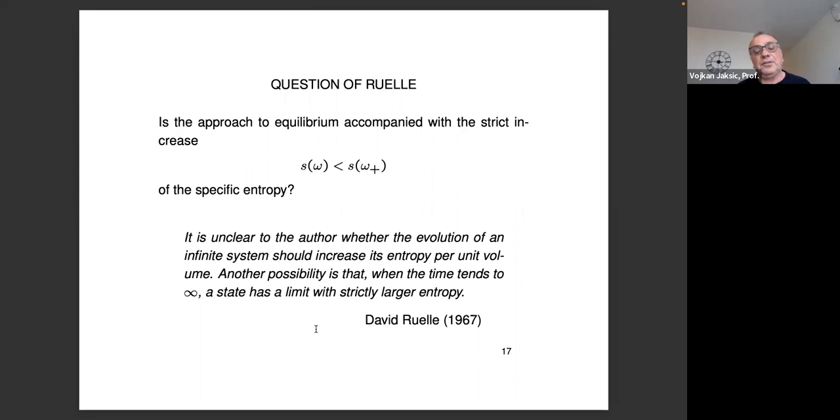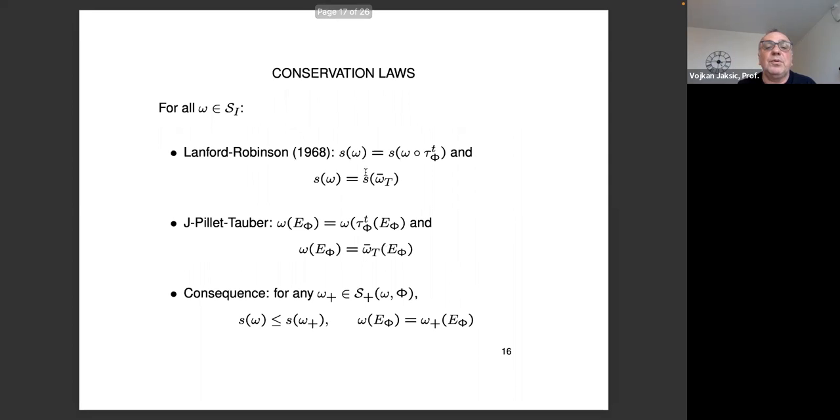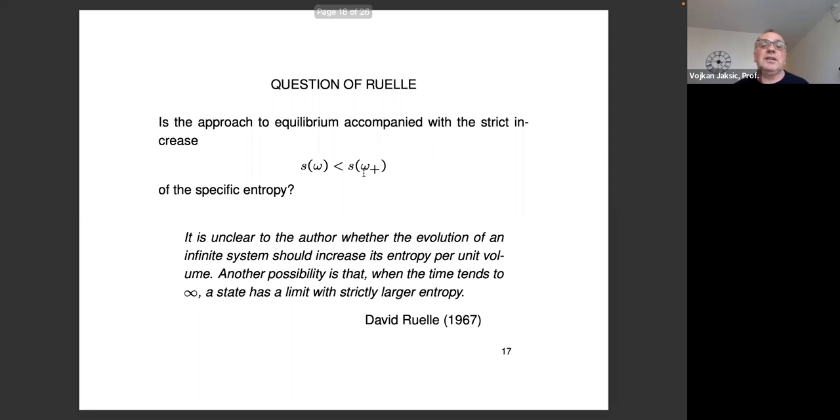And we learned that this question was actually posed in 1967 by David, in the paper I mentioned at the very, very beginning of the talk. He had the following sentence: it is unclear to the author whether the evolution of an infinite system should increase its entropy per unit volume. Another possibility is that when time tends to infinity, a state has a limit with strictly larger entropy. A year later, Lanford and Robinson proved that, at least in a quantum spin setting, for finite time the entropy per unit volume does not increase, it stays constant. But now one has the question whether it jumps at infinity or it does not jump at infinity.